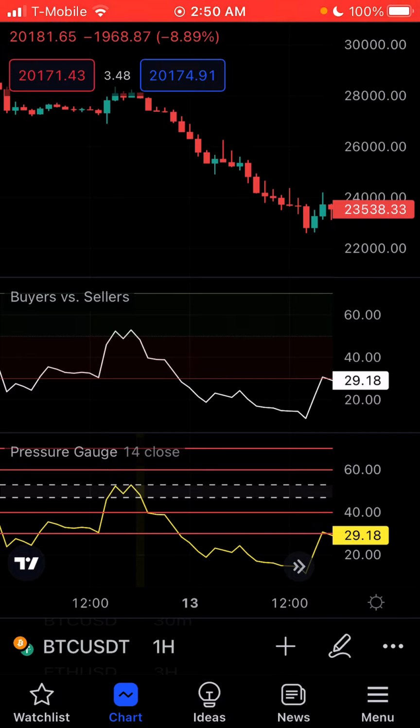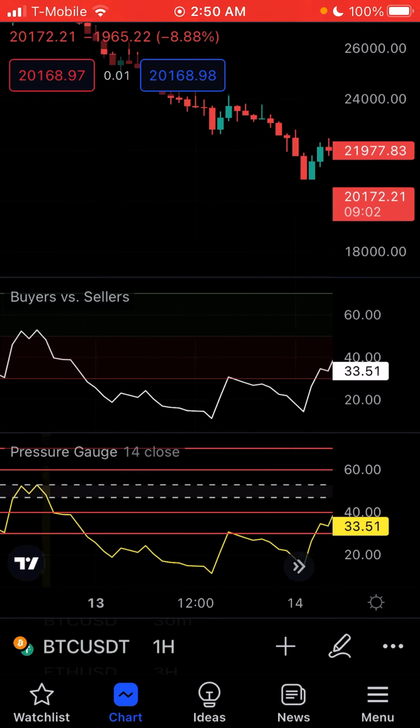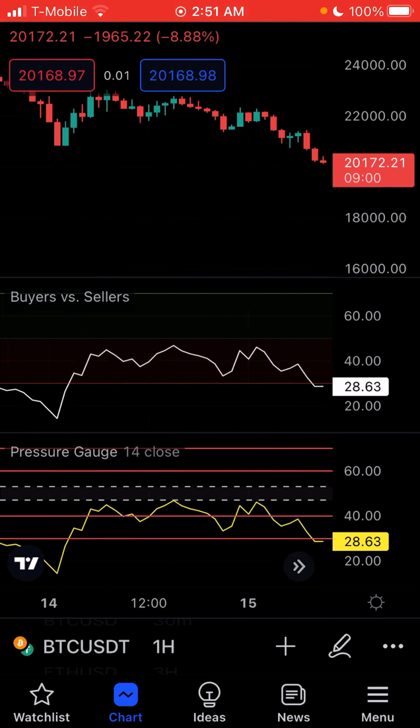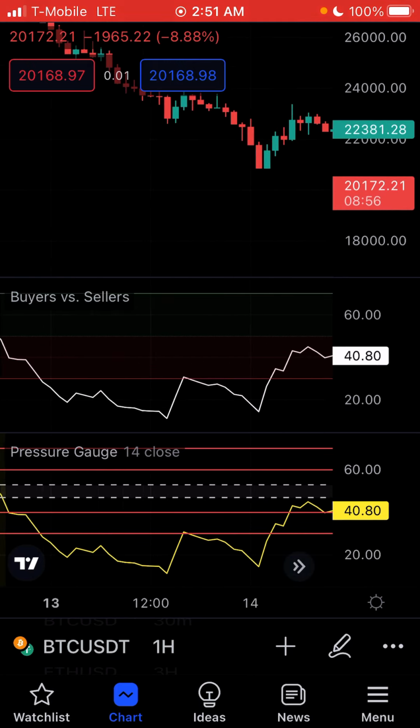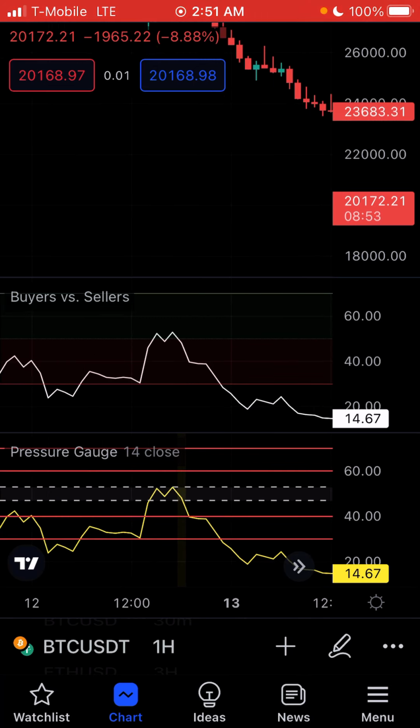So I'm going to show you the kind of little proofs along the way. So we see right here that this little pressure gauge is in the green. Barely in there, but it's in the green. So look at the market and what happens after. It goes down.